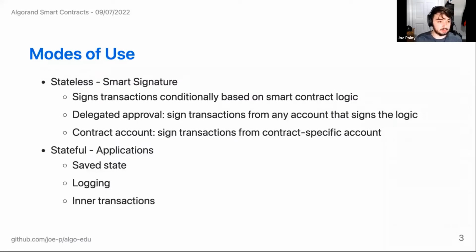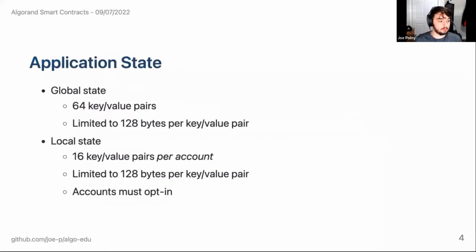And stateful applications have saved state, so they can modify the chain. You can basically write things to the chain and then later read them. You can log messages to the chain and you can send inner transactions, which basically means you can call an application and then that application can spin off other transactions, kind of like nested transactions within the smart contract. So for application state, we have global state, which means there are 64 key value pairs per application, and each key value pair is limited to 128 bytes. This size limit is per key value pair, so the size of the key plus the size of the value has to be 128 bytes.